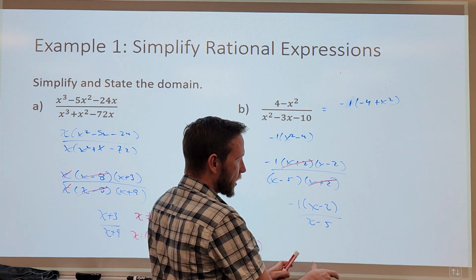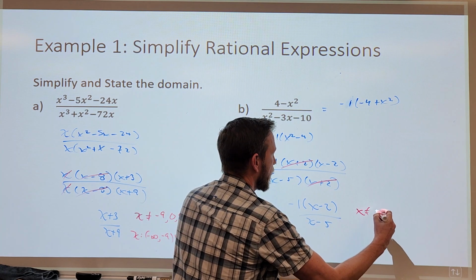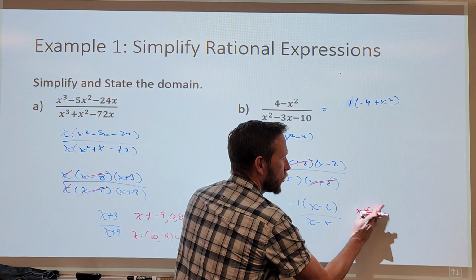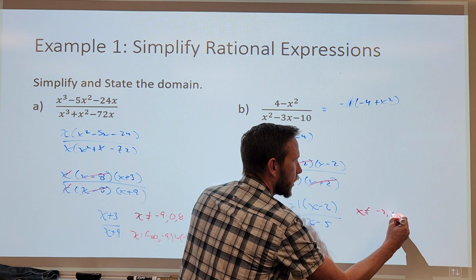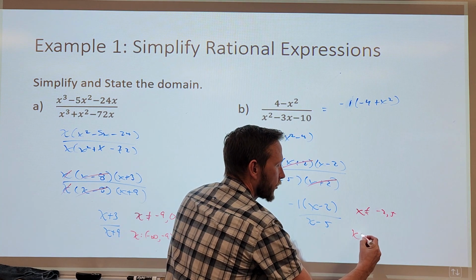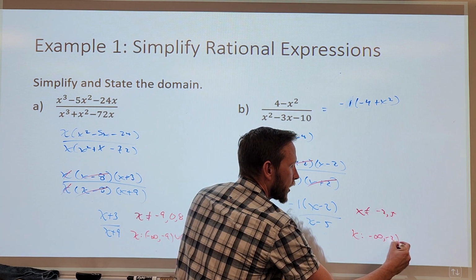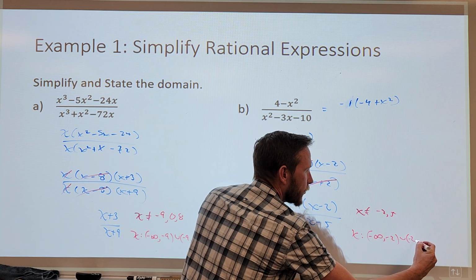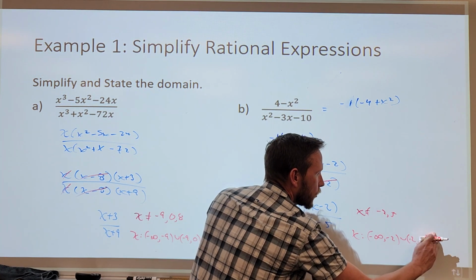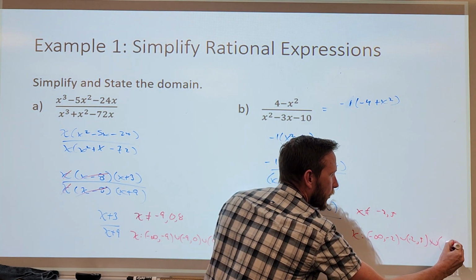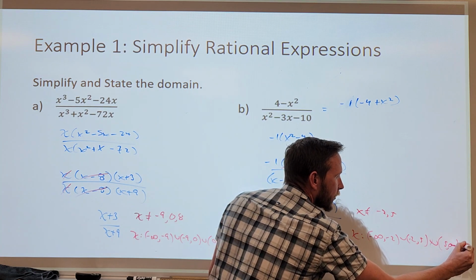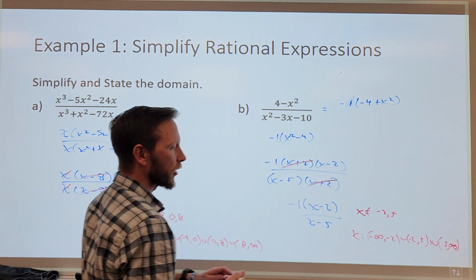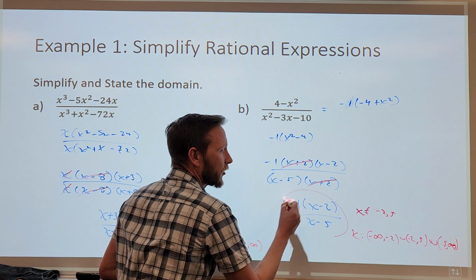But our domain here is that x cannot equal -2, because there's a hole, and it can't equal 5. So x is going to go from -infinity to -2, and again from -2 to +5, whoops, and then again from +5 to +infinity. Sorry for the handwriting there. And so this is our final answer there.